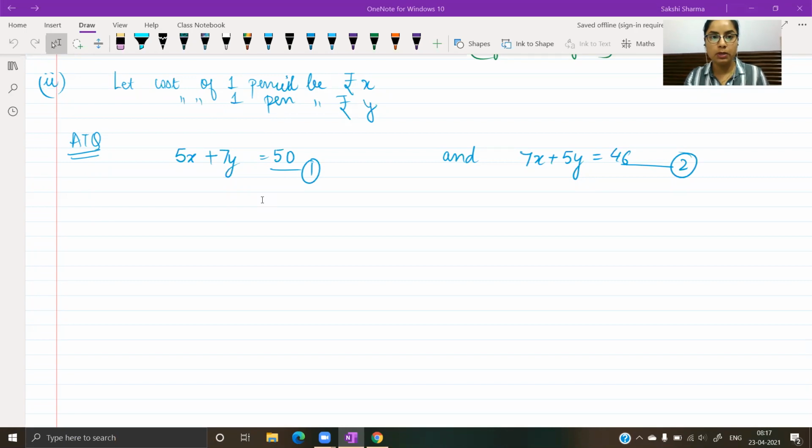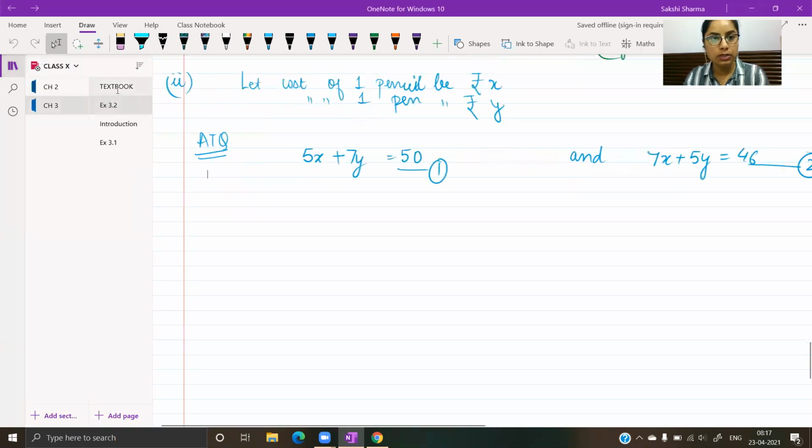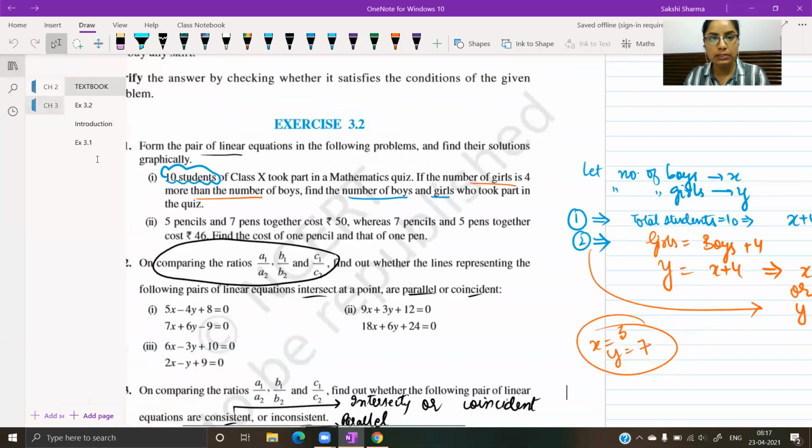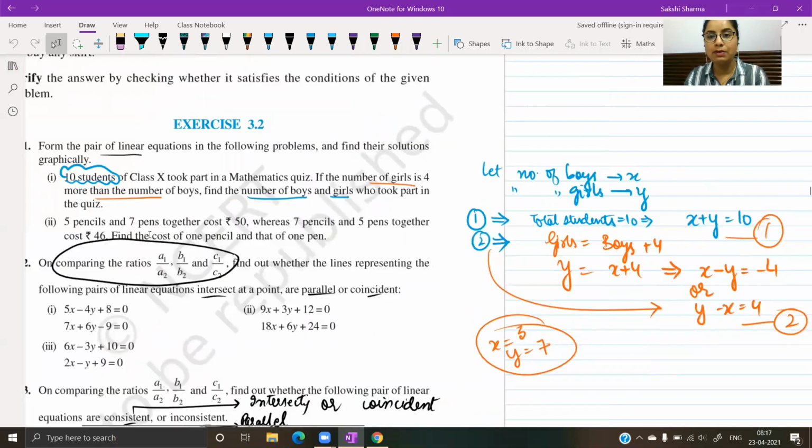We start by assuming the cost of one pencil as X rupees, the cost of one pen as Y rupees, and then we form equations depending on what's given to us. You were given that in the first case, 5 pencils and 7 pens were bought. Your equation becomes 5x plus 7y equals 50. In the second case, 7 pencils and 5 pens were bought, and they together cost 46 rupees. The equation becomes 7x plus 5y equals 46.